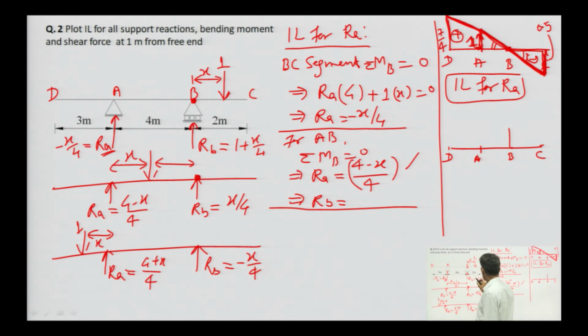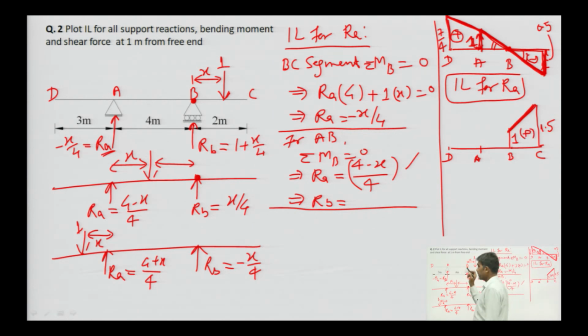And when the unit load is at point C, the x value is 2. So 2 by 4 means 1.5. So we are getting a straight line for segment BC, and this value is 1, on the positive side.